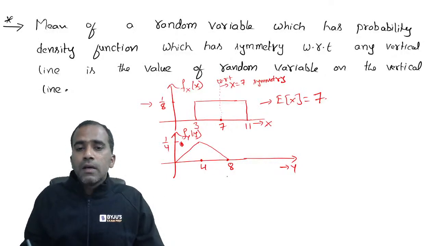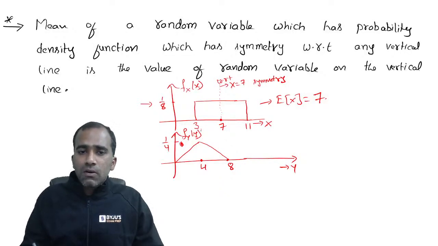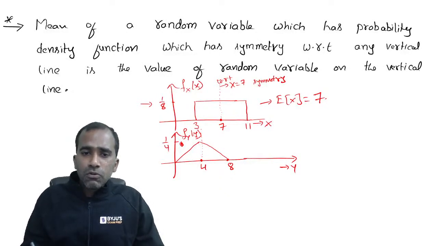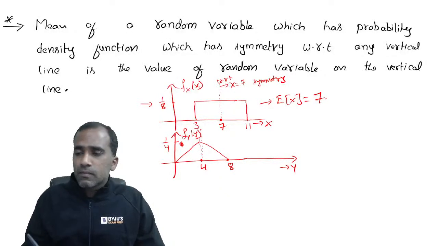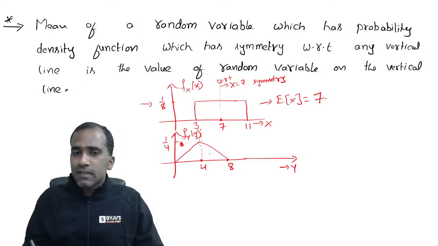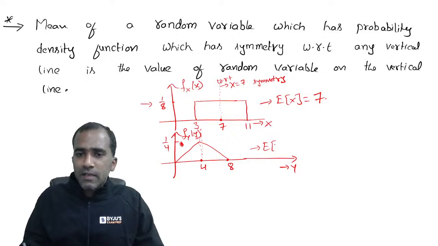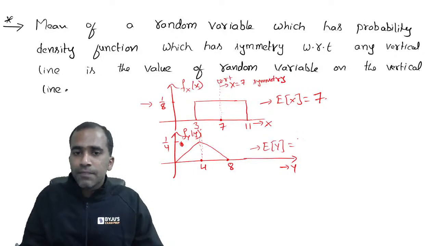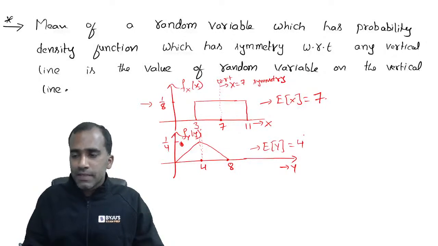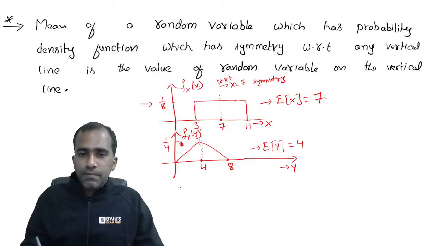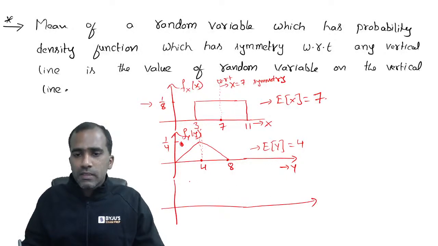Okay. Right, now if you observe, this also has symmetry with respect to 4, no? This shape is symmetric. Hence, if you want to find the mean value of this random variable, whenever you find symmetry with respect to some vertical line, you can calculate the mean very easily. Other things are not so easy, but mean value is very easy. Okay, right. Next, one more example.